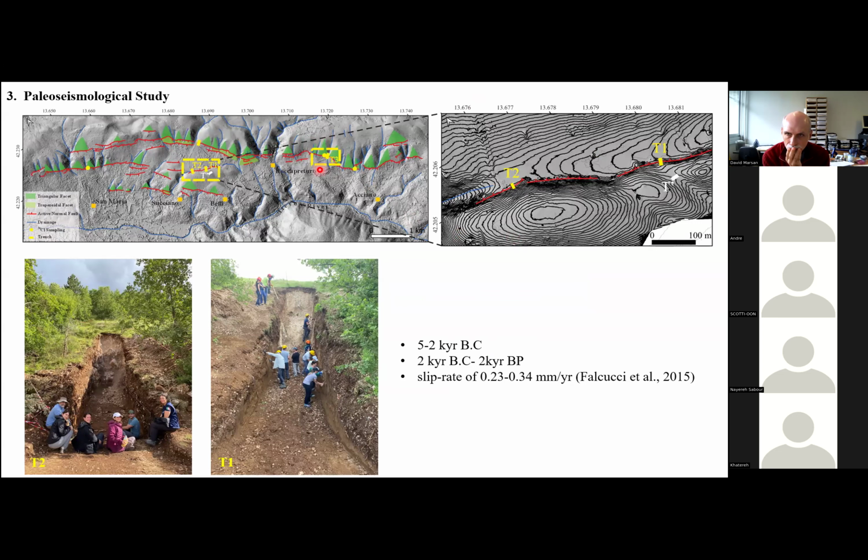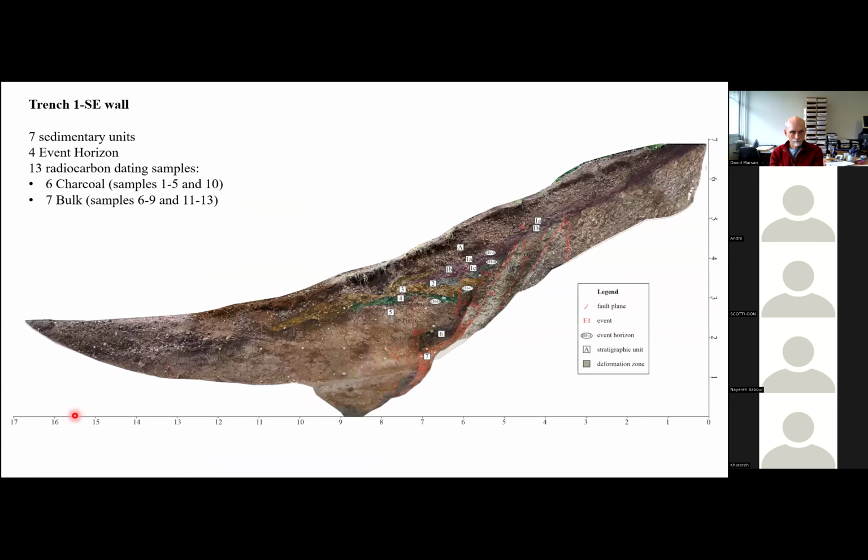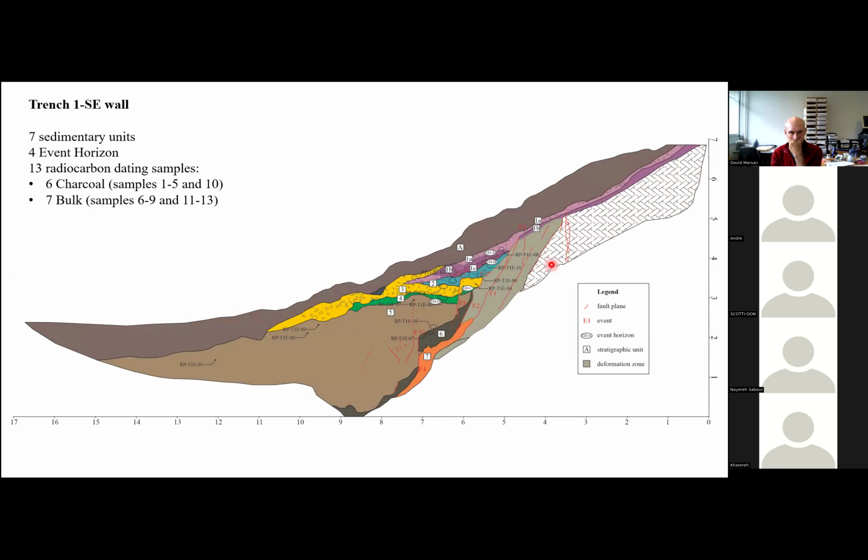And these are other trenches that Lucilla and others opened before I started my project, but I'm going to use the results in my PhD project. So we had 2 walls for each trench, and I made a log for each wall. You can see here the southeastern wall of trench 1. Here with this log you can see it better.